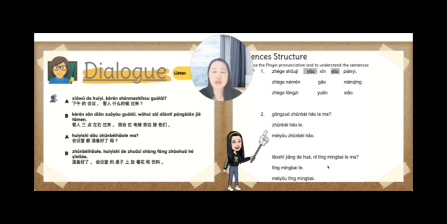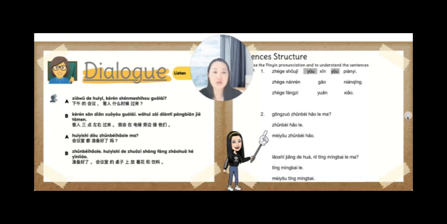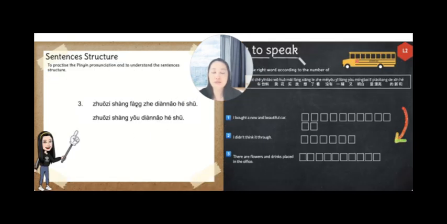word, right? And it's similar in meaning to 懂, which means to understand, okay? So I would like you to leverage these sample sentences to consolidate the resultative complement sentence pattern, alright? Okay, please turn to the first set.